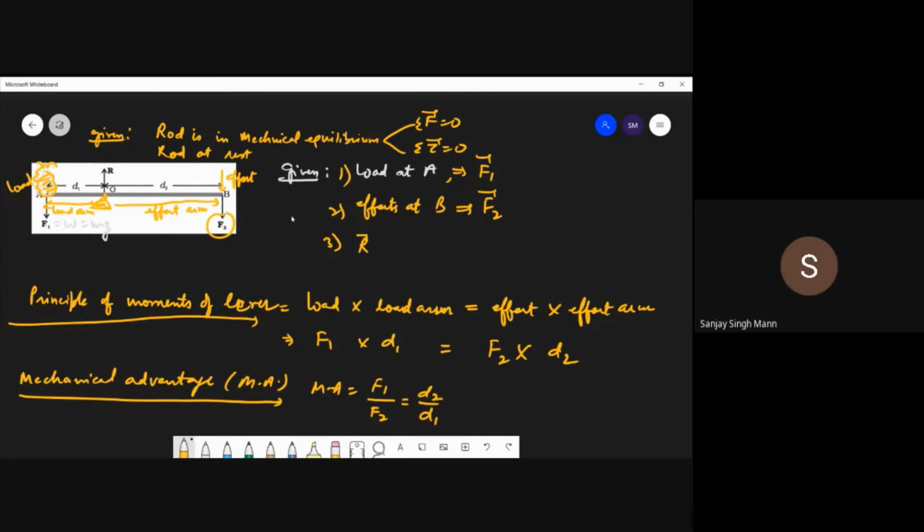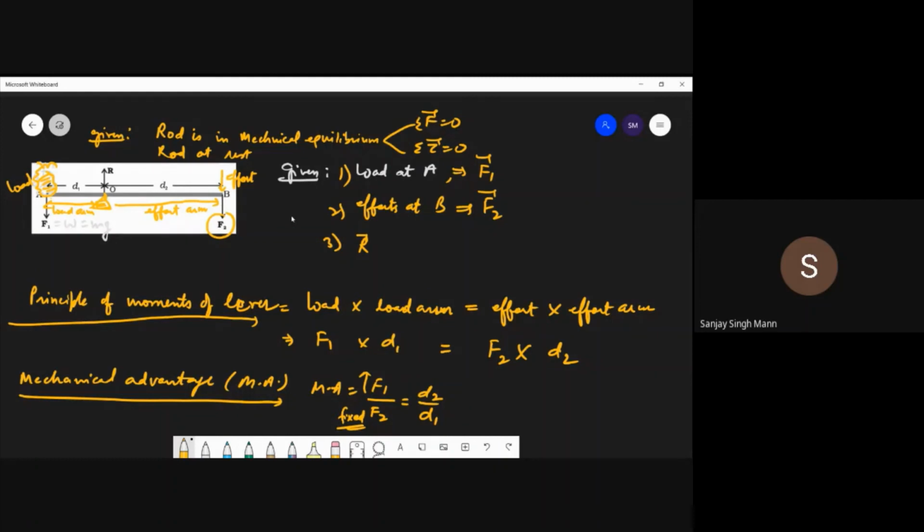So I want to pick more and more load. So I want F1 to be larger, to pick more load. But this F2, the effort that you are putting, is fixed. You cannot put more effort. This is fixed. And you want to pick more load, so F1 will increase, but F2 is fixed.